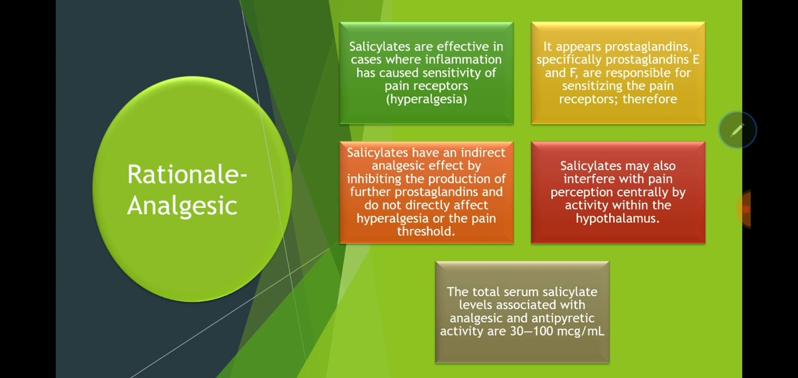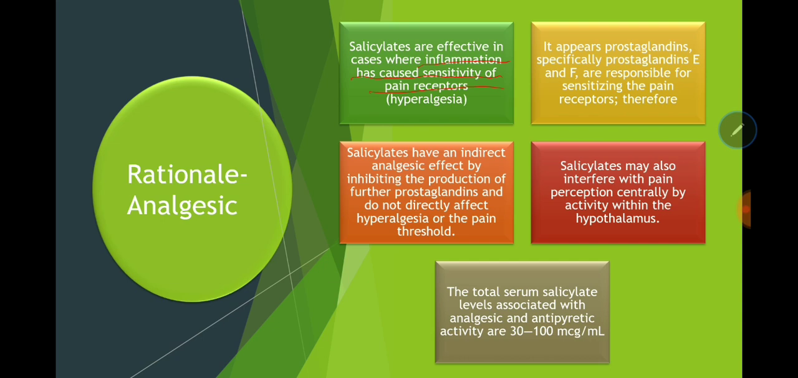So how does aspirin act as a painkiller? How does it prevent pain? Okay. So salicylates are effective, okay, in cases where inflammation has caused sensitivity of pain receptors. Okay. So if there has been sensitivity of the pain receptors by inflammation, aspirin can reduce that pain.